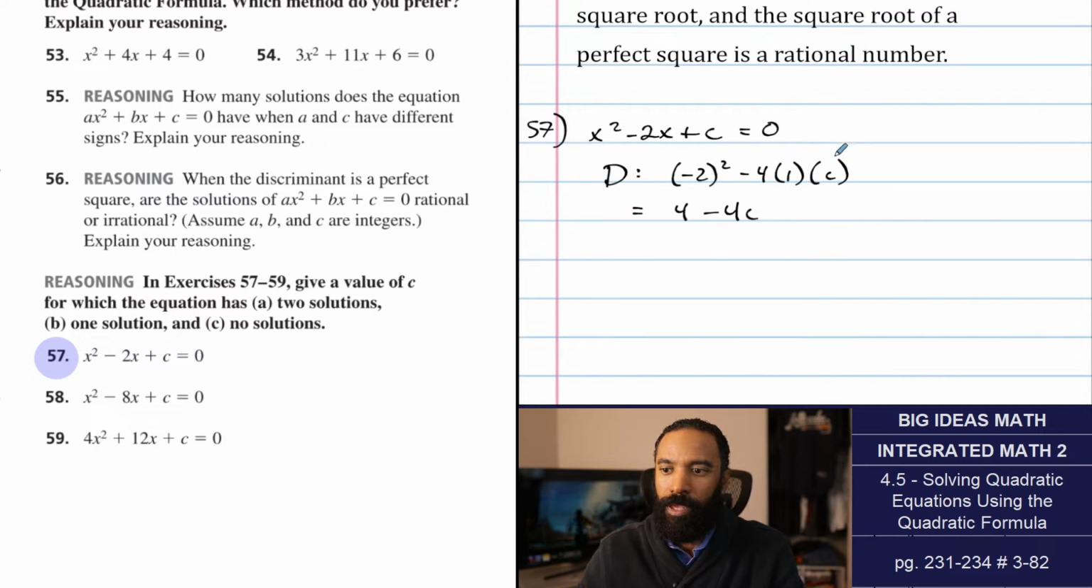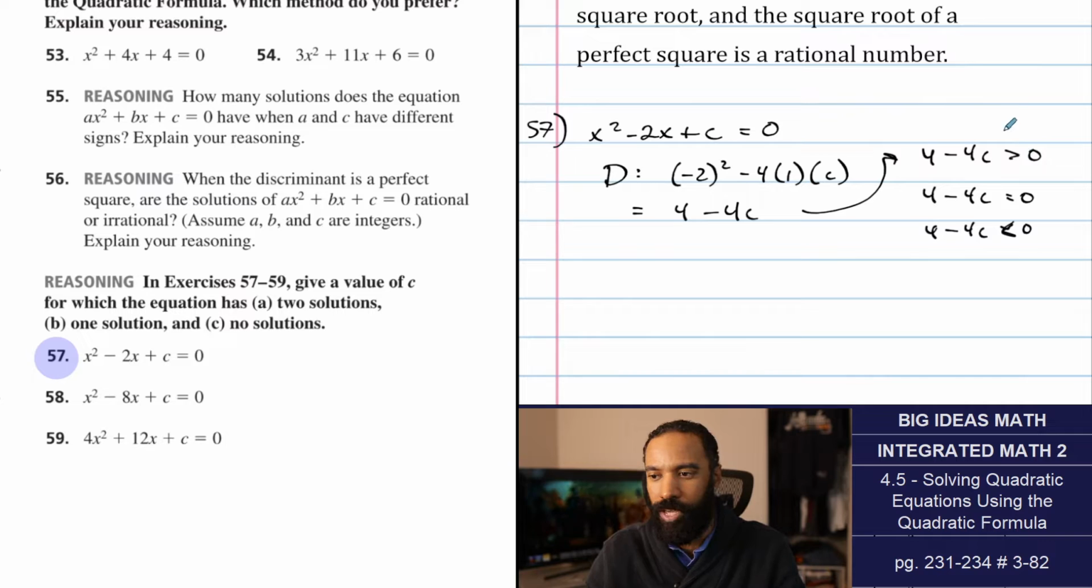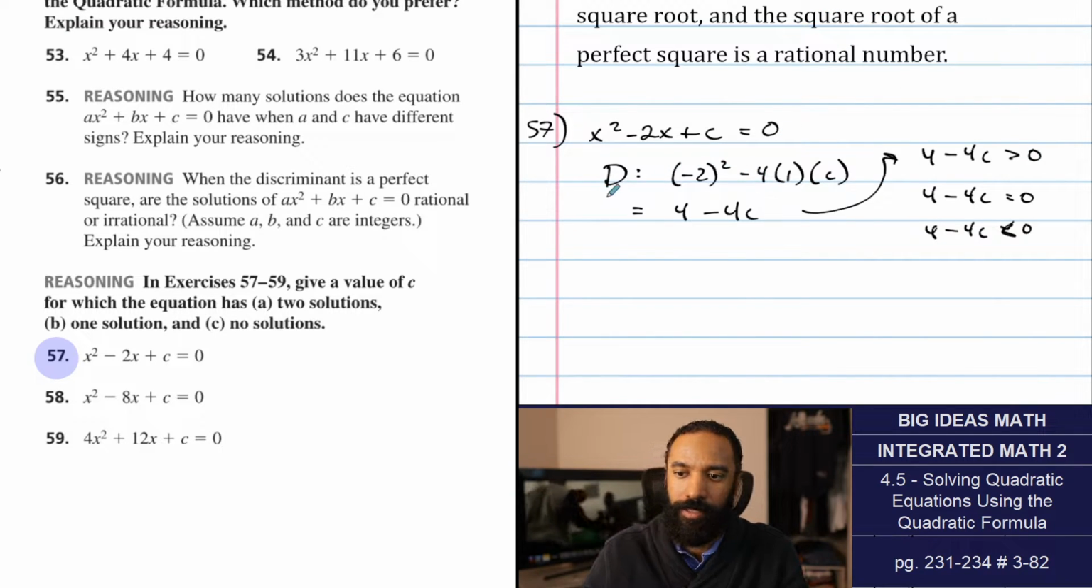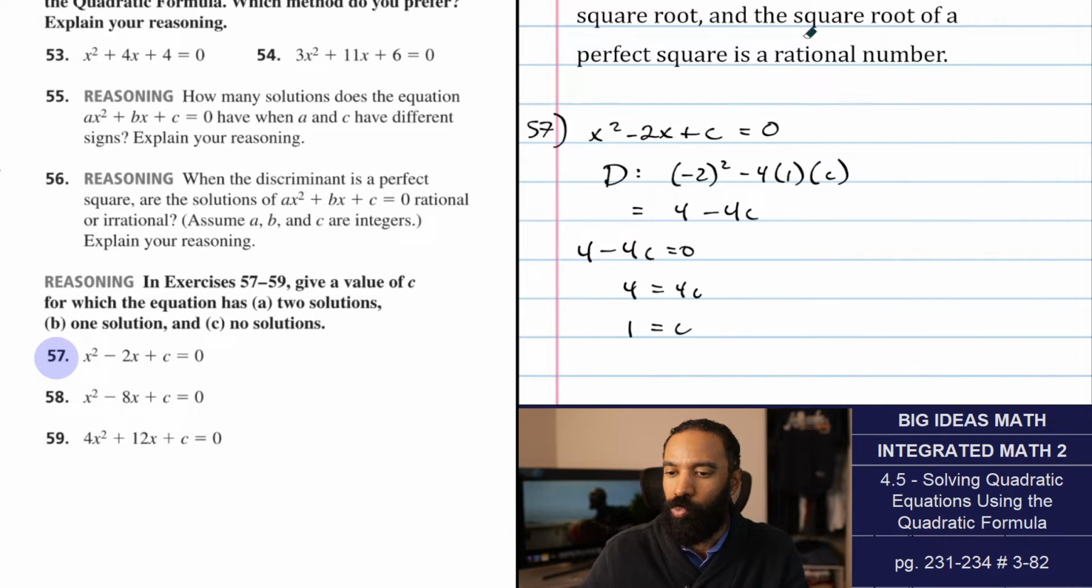We want to check when 4 minus 4c is greater than 0, equals 0, and is less than 0. Now, once I answer one of them, it kind of addresses the other ones. So let's do when it's equal to 0 first. 4 minus 4c equals 0. Let's add 4c to both sides, divide both sides by 4. You're going to get 1 equals c. So when c equals 1, you'll have one real solution.